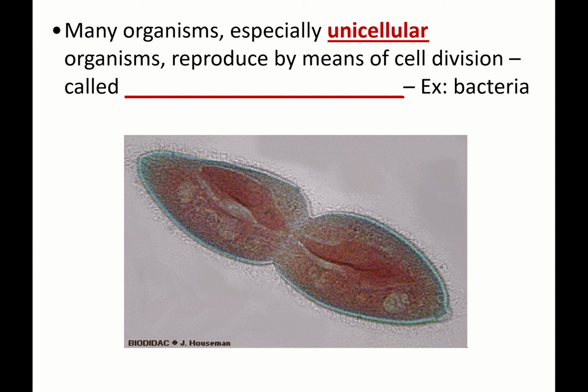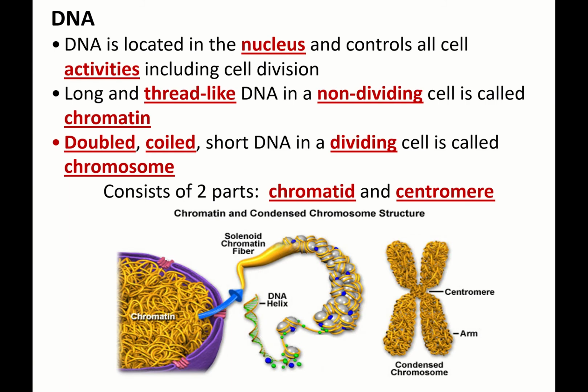Remember, humans don't do that. Humans are sexually reproducing. We need 2 organisms to reproduce. Let's talk a little bit about our DNA. So with our DNA, we know that DNA is located in the nucleus of our cells, and it controls all of our cells' activities, including cell division. But there's a couple different types of DNA here that I want to look at.